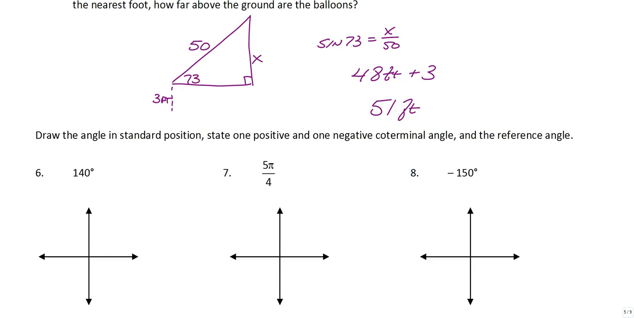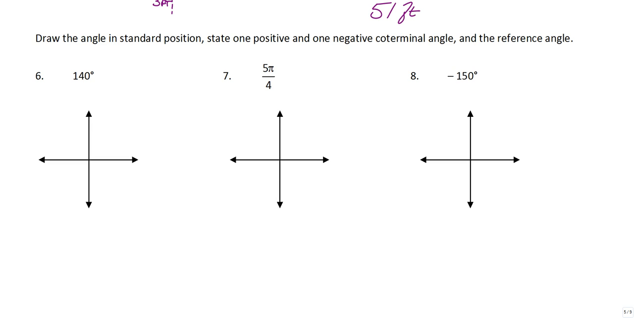Now we're going to talk about angles in standard position. So this has been useful for many different things. Now there's a lot of different things we can do with them, but we're just going to graph it, then state some positive and negative coterminal angles, and we're also going to find the reference angle. So 140 degrees, remember this is the positive direction, 90, and then we have to go a little bit past it. And that's how we draw our angle.